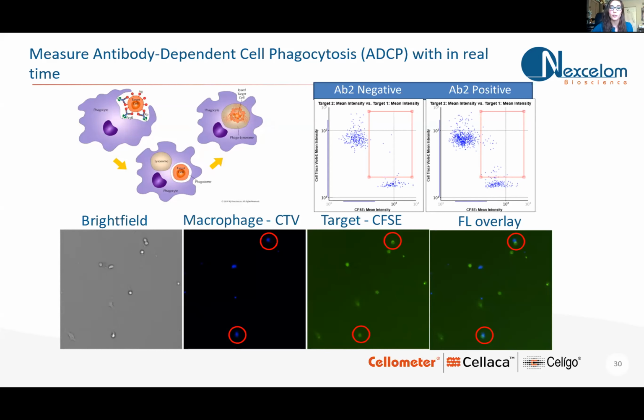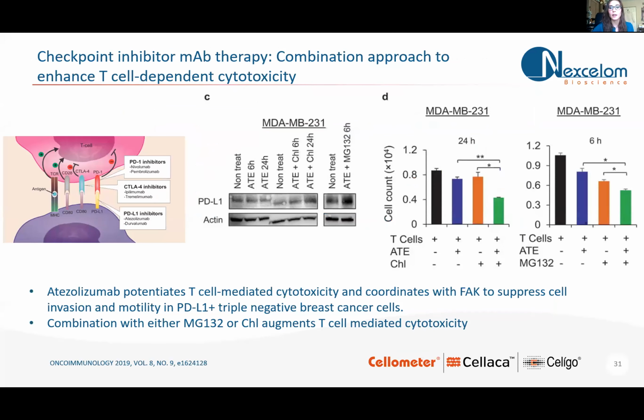You can also use other sorts of reporters like pHrodo to monitor acidification of, say, the lysosome. And then, of course, utilizing the scatter plot interface to score the proportion of objects that have elicited that ADCP effect. And then the last example that I'm going to quickly touch on is utilizing Celigo to screen for monoclonal antibody therapeutics. So here is an example of a PD-L1 inhibitor, which is atezolizumab.